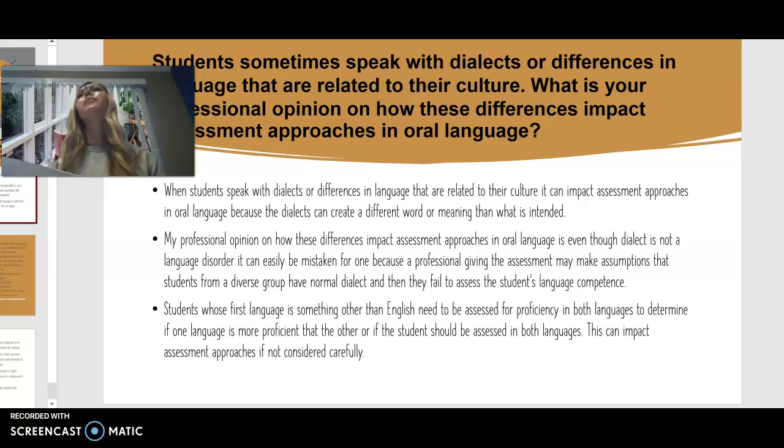So, when a student is speaking with dialects or differences in language that are related to their culture, it can impact the assessment approaches in oral language because the dialects can create a different word or possibly create a different meaning for the word than what is intended.